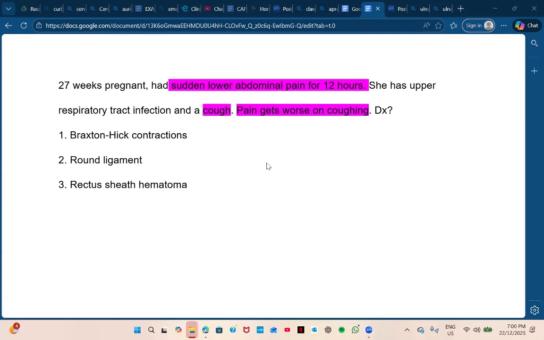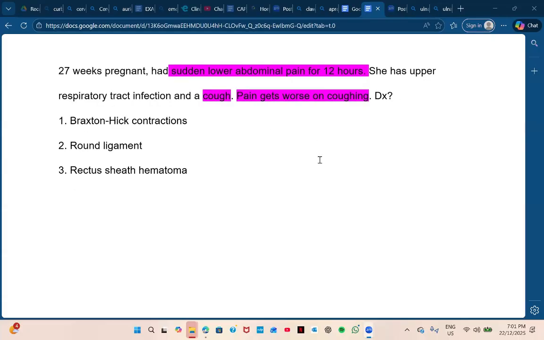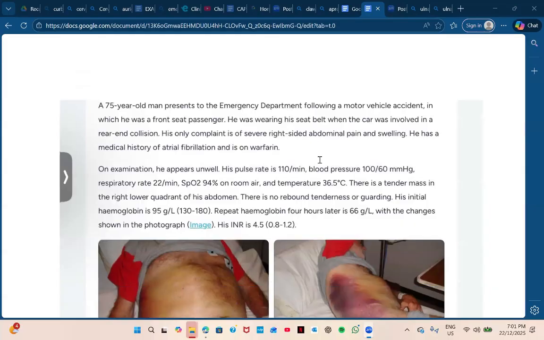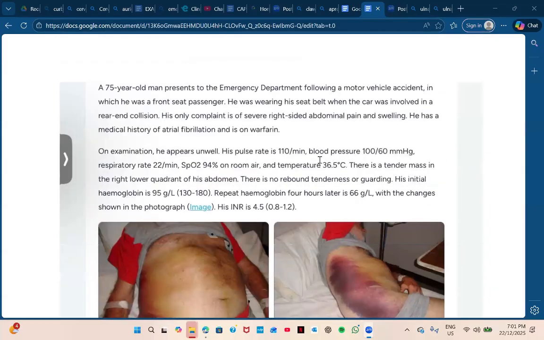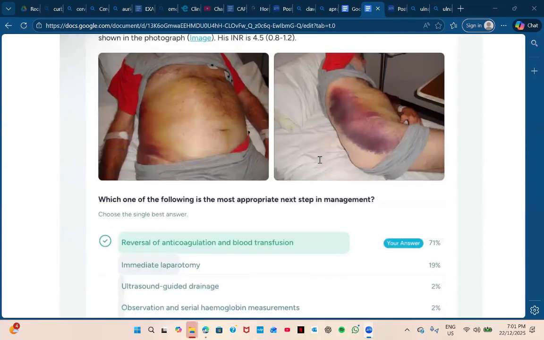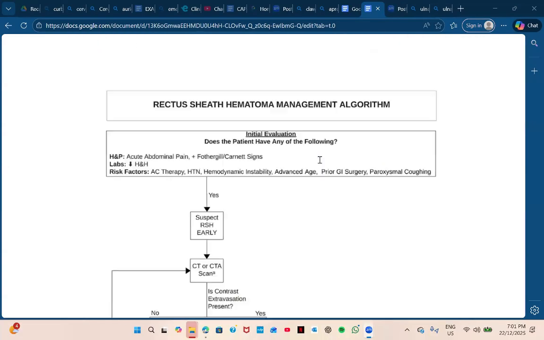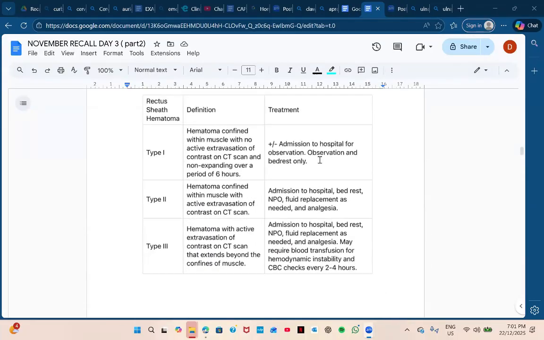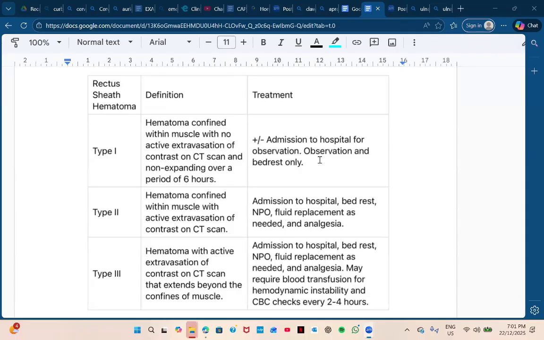Yeah, that's what I'm telling. Here I have highlighted the key points. Here they have mainly pain gets worse on coughing, sudden lower abdominal pain for 12 hours. She has an upper respiratory tract infection and cough. Even this is rectus sheath hematoma, right? Okay, so I have just added this for some question. It's not a pregnant lady. I just added it to understand the theory. Okay, let's discuss a little bit about the rectus sheath hematoma. So, what is rectus sheath hematoma?